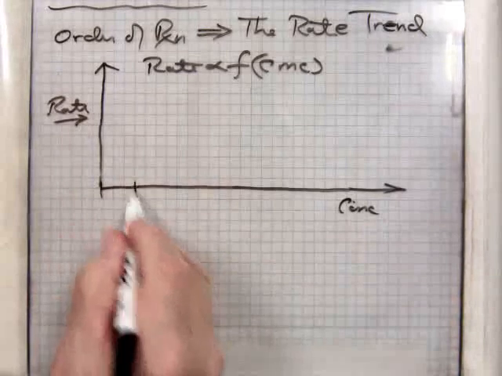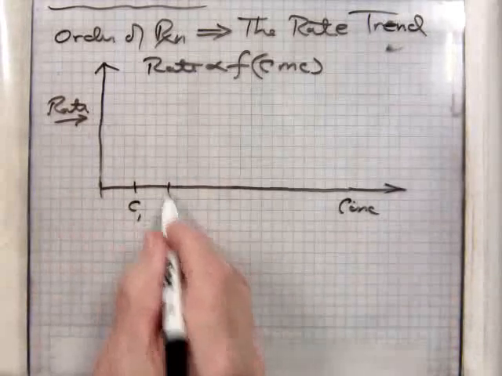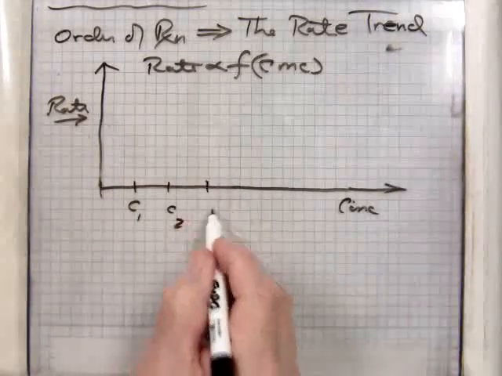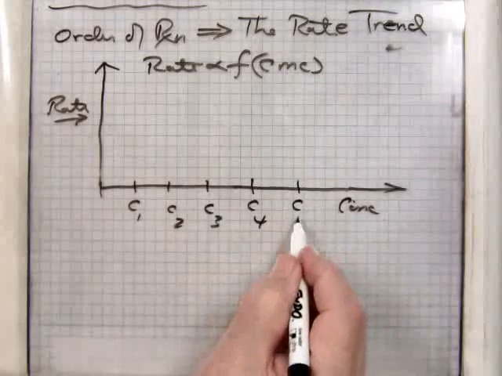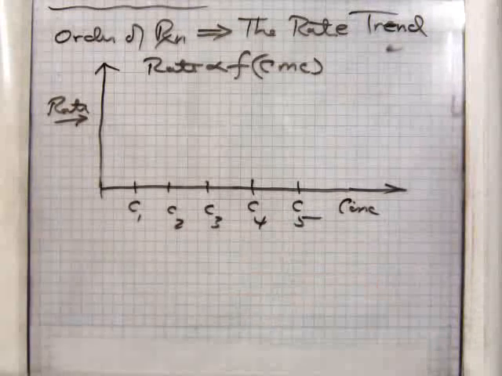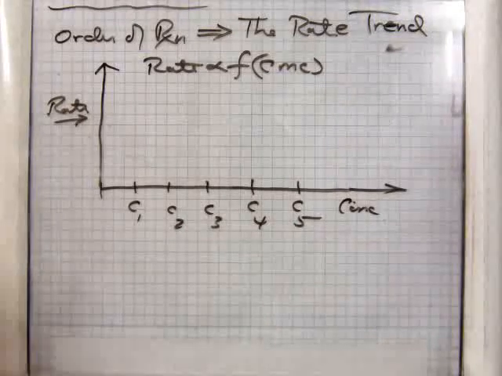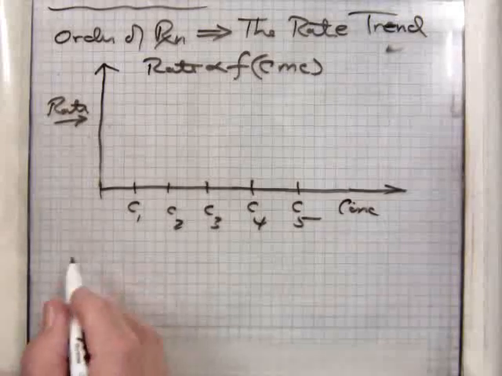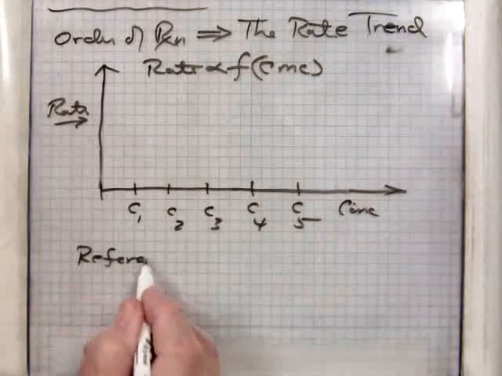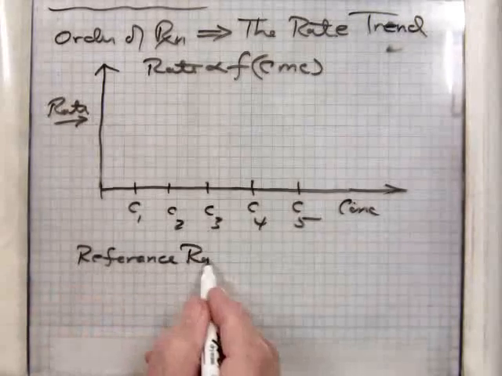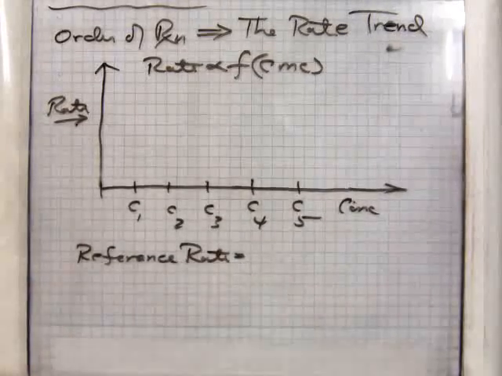Now, we'll start out with concentration 1, concentration 2, 3, 4, 5, like that, just to get us started on this. Now, we always have a reference rate. That's the one you start with, and you compare all the other rates after you change concentration.